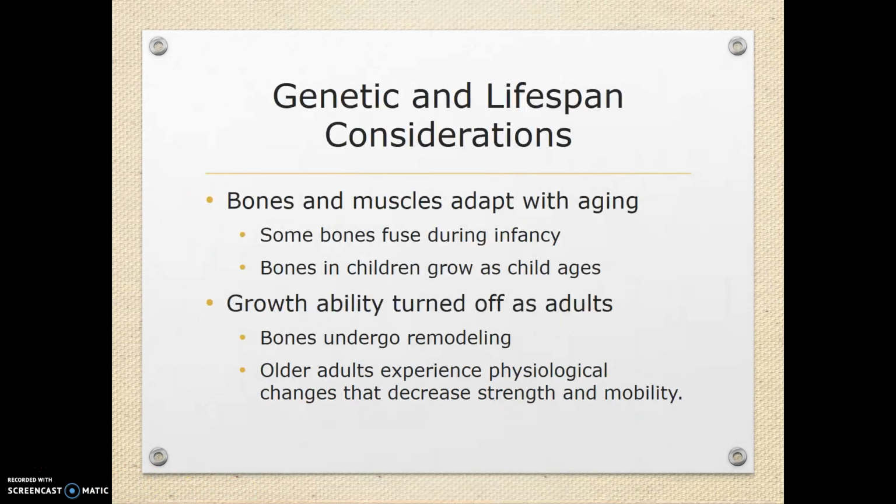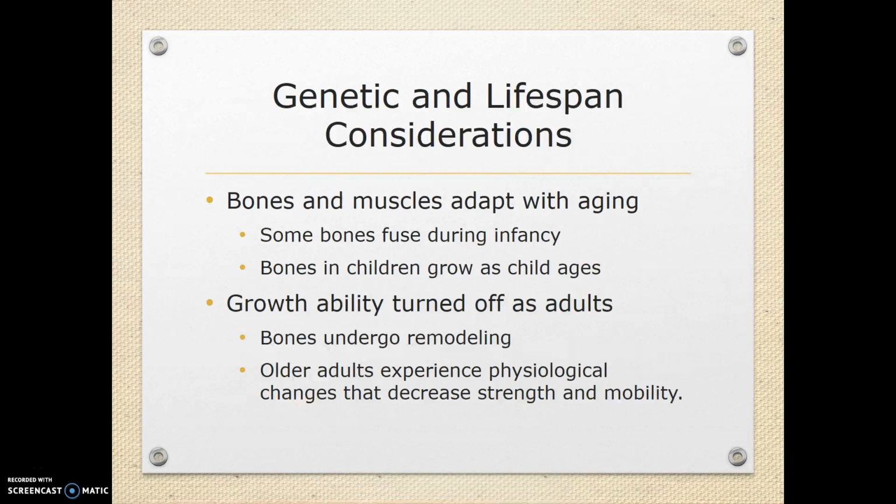Some lifespan considerations. Bones and muscles adapt with aging. There are some bones that do fuse during infancy. Bones in children grow as the child ages. The growth ability is turned off as adults. Bones undergo remodeling. The process of remodeling includes bone resorption, where the bone is broken down and minerals are released into the blood. This is very important for bone repair and calcium regulation.